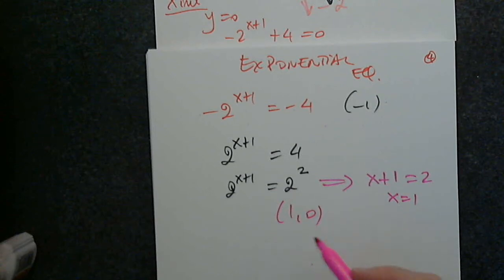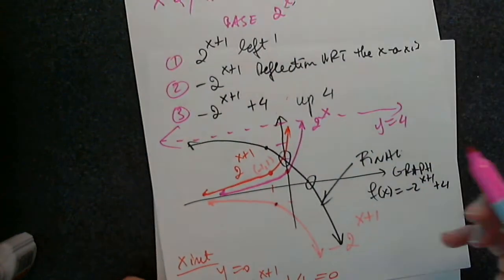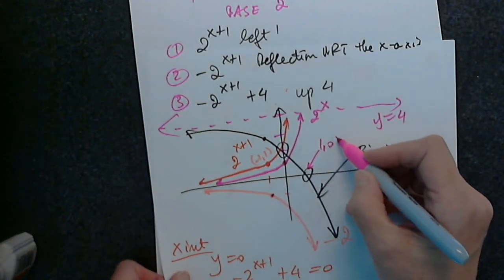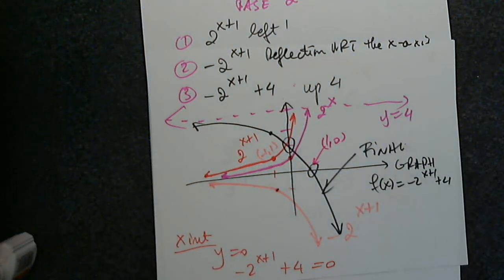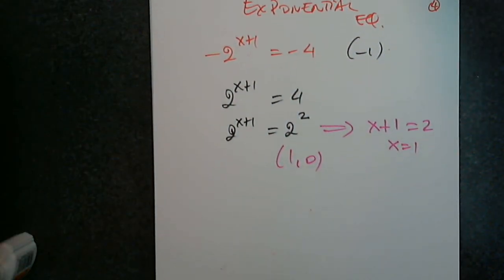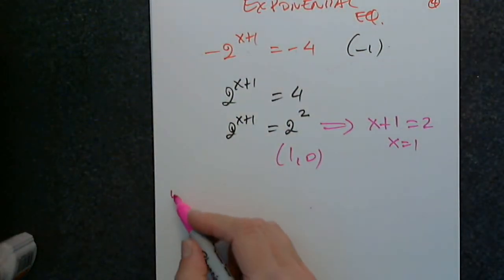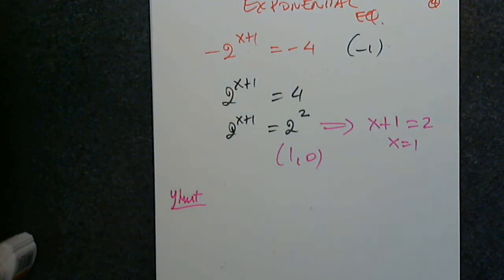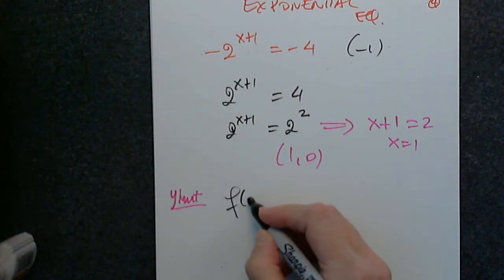So 1, 0 will be this point. It was not very far, but of course I don't expect my graph to be perfect. So this was the x-intercept, 1, 0. How do we determine the y-intercept? And by the way, congratulations, you solved your first exponential equation. Y-intercept, how do I get it? Very good. I have to find f of 0.